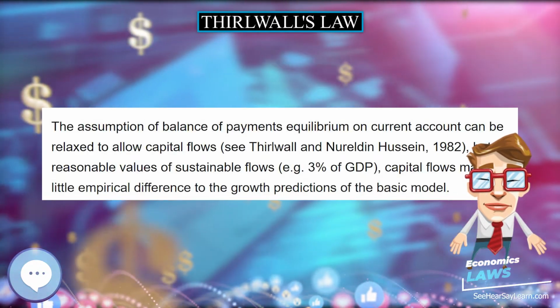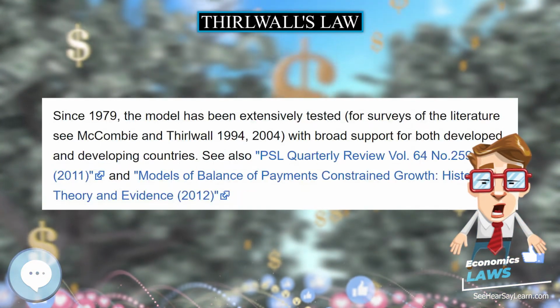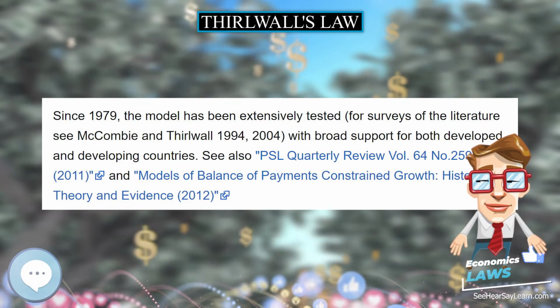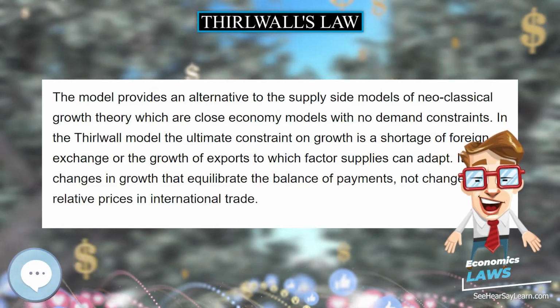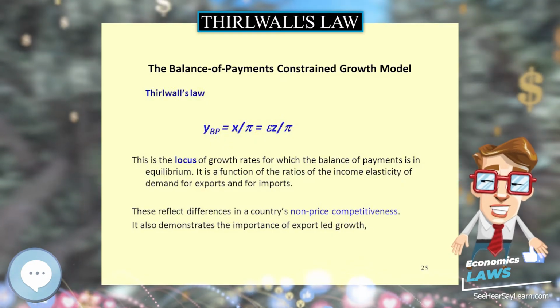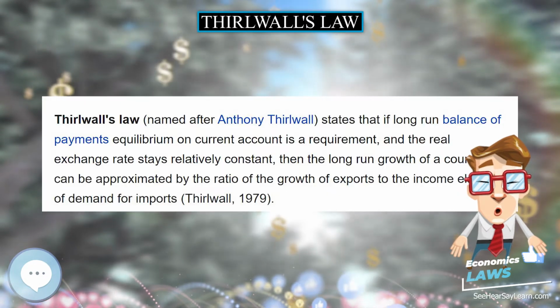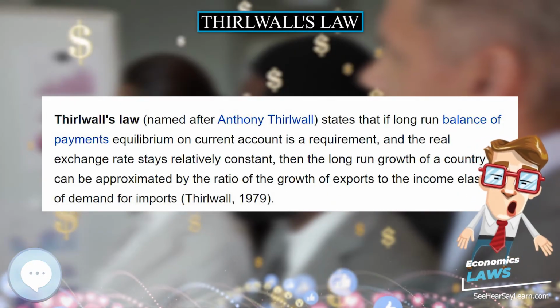Thirlwall's balance of payments constrained growth model, or Thirlwall's law, is often called the dynamic Harrod trade multiplier result following Roy Harrod's 1933 static foreign trade multiplier result that Y equals X/M, where Y is national income, X is exports and M is the marginal propensity to import, which is derived under the same assumptions as Thirlwall's law.